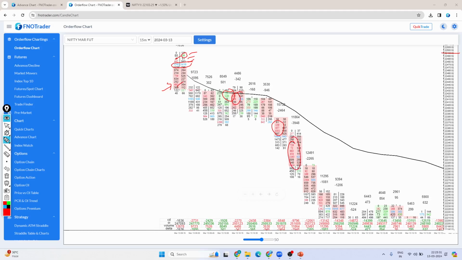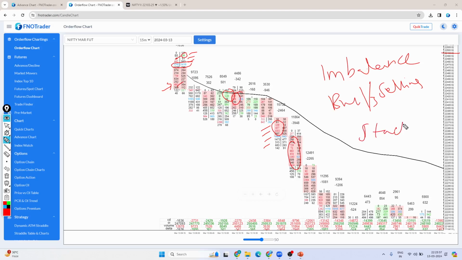This is called an imbalance. Whenever you see a red color or a green color highlighted number, they are called imbalances: imbalance between buying and selling. Now these imbalances, when they are at subsequent price levels, are called stacking, stacking of imbalances.